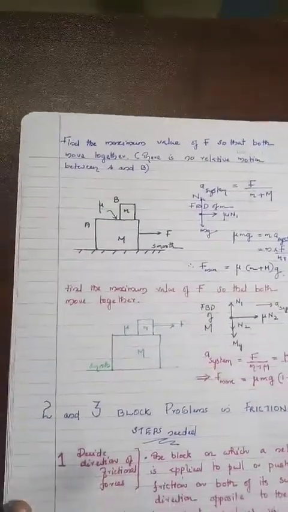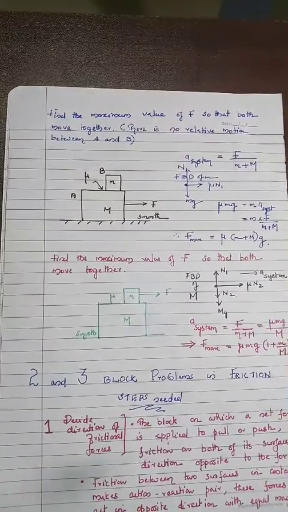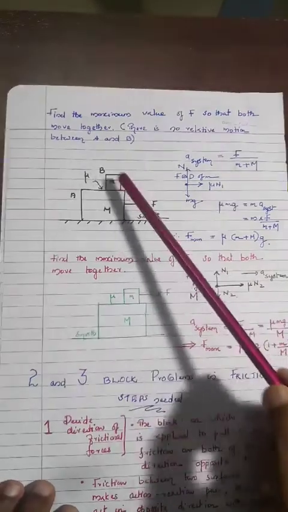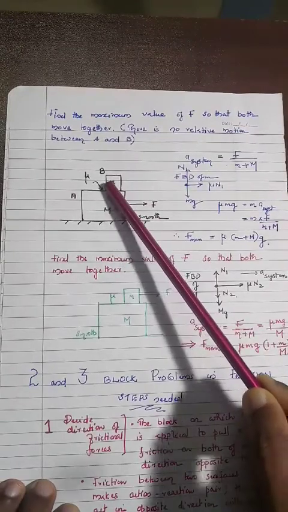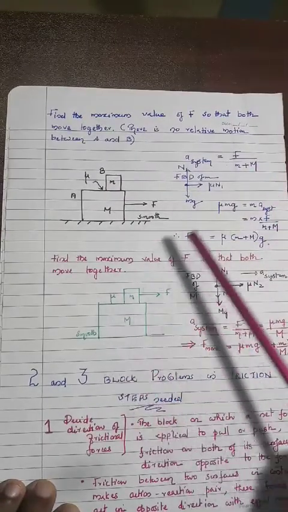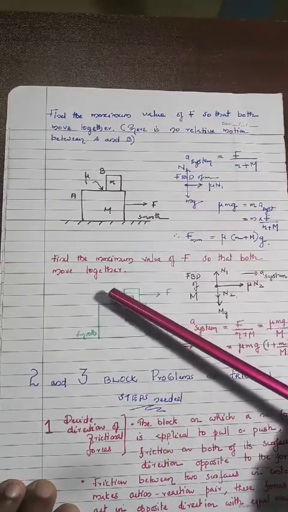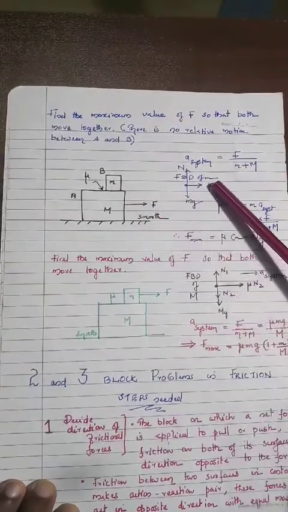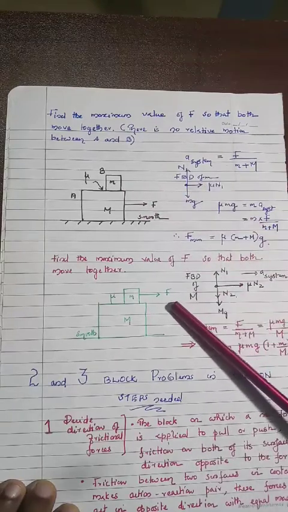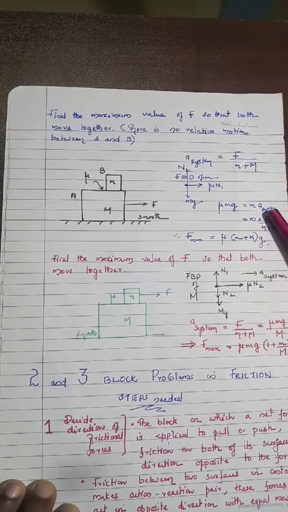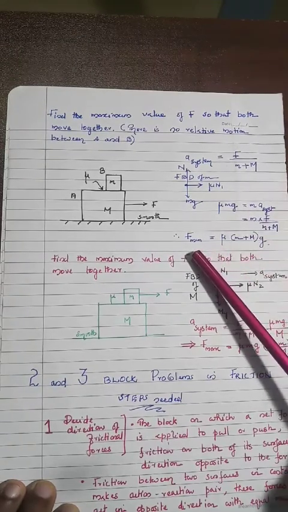Find the maximum value of F so that both move together. There is no relative motion between A and B. Both the bodies move together, so the acceleration of the system is simple. Look at the free body diagram of the small m. The weight mg is acting, the reaction, and the frictional force acting on it, that is mu times N1. So mu mg is equal to the force acting, m into acceleration. So we can find the F max.